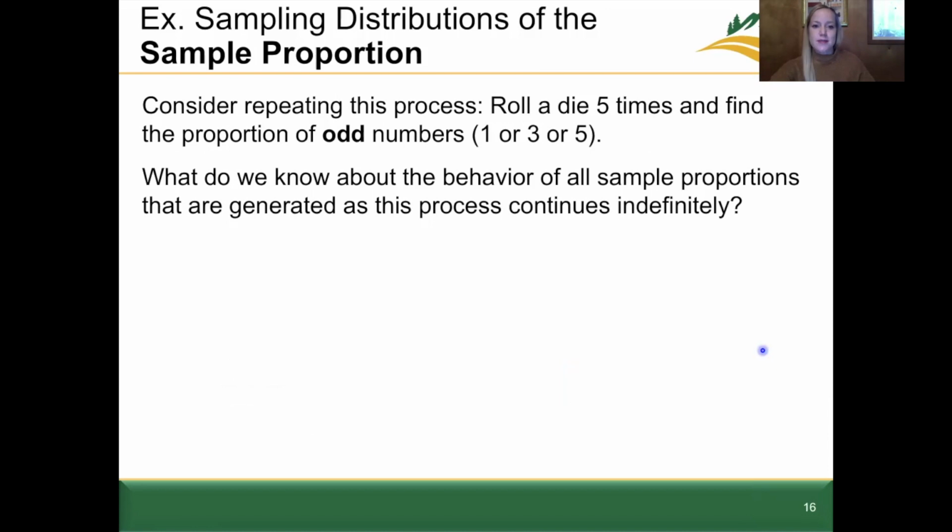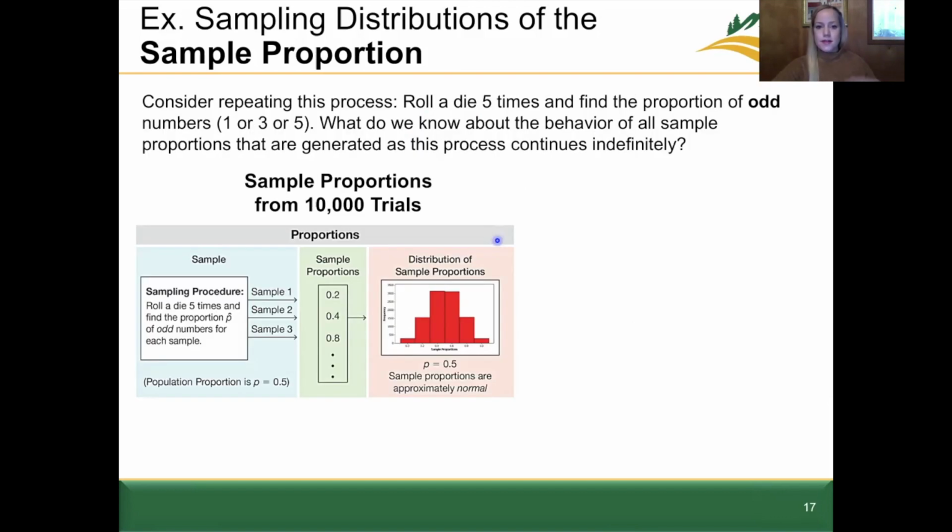So here we're going to do an example of sampling distribution of the sample proportion, so the first category. Consider repeating this process. Roll a die 5 times and find the proportion of odd numbers. On a typical standard die, the odd numbers are 1 or 3 or 5. What do we know about the behavior of all sample proportions that are generated as this process continues indefinitely? So for this example, we're looking at sample proportions specifically. It's in the question itself. So we need to keep in mind what we know about sample proportions. You can go back a few slides and look at those behaviors for sample proportions specifically.